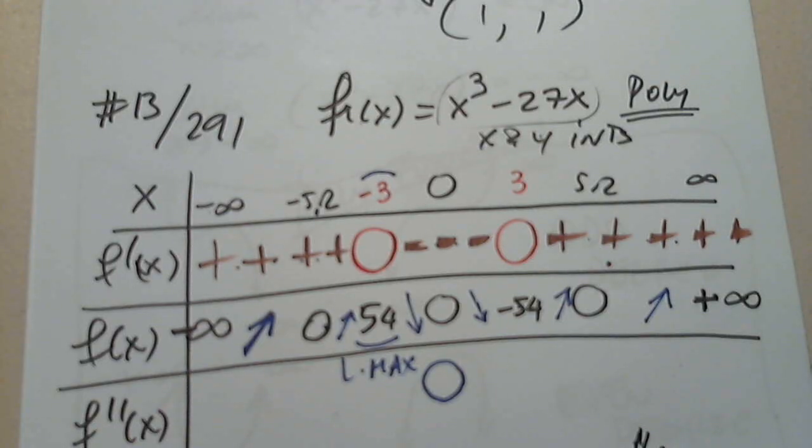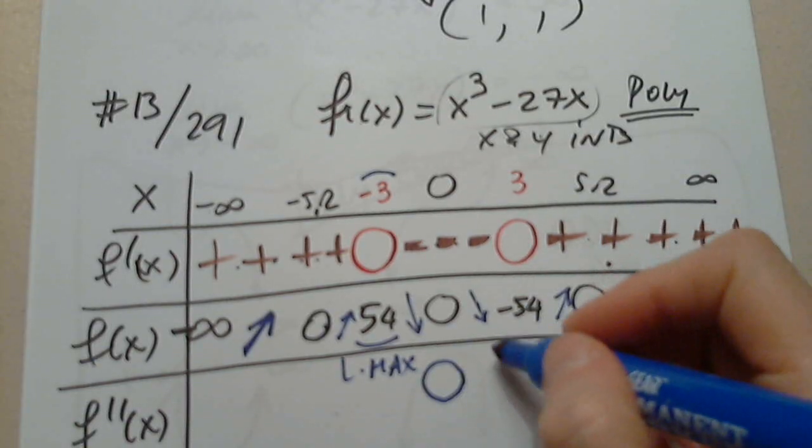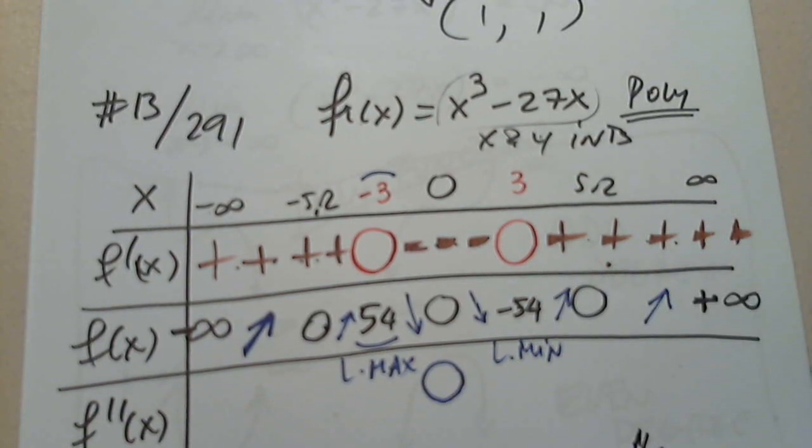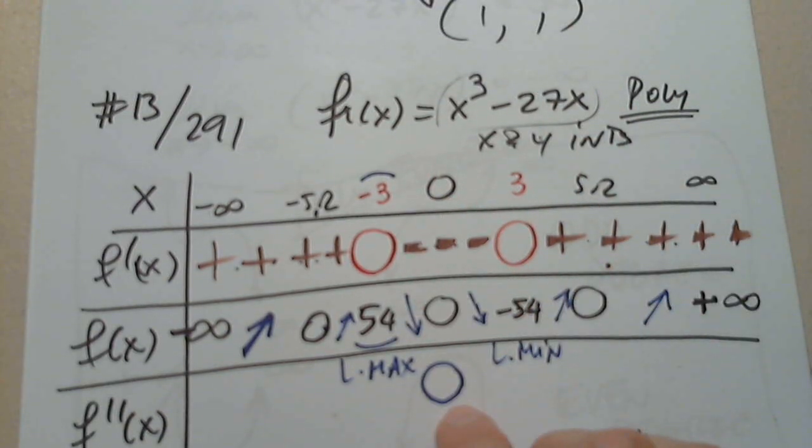What type of point will (3, -54) be? Local minimum. Very good. Final step. I found a point where the second derivative is 0.